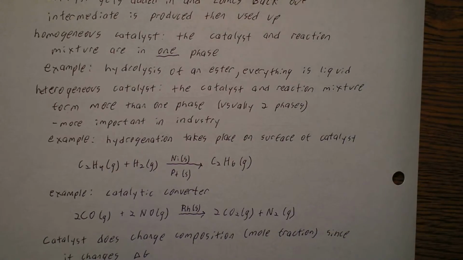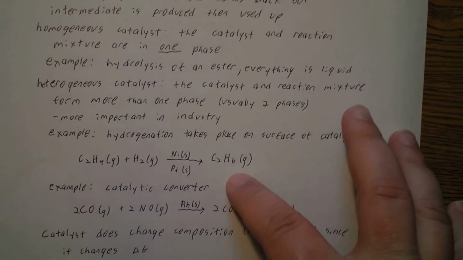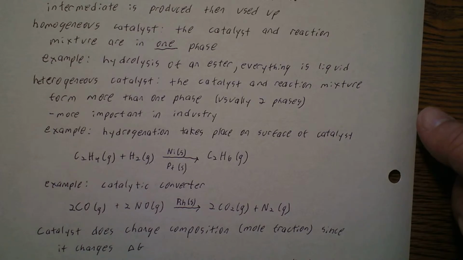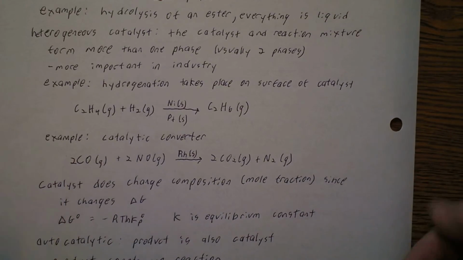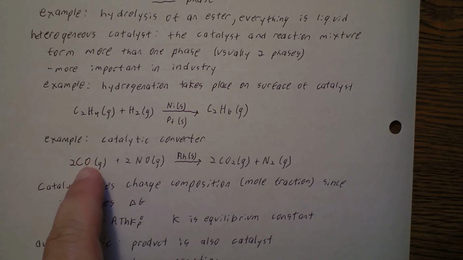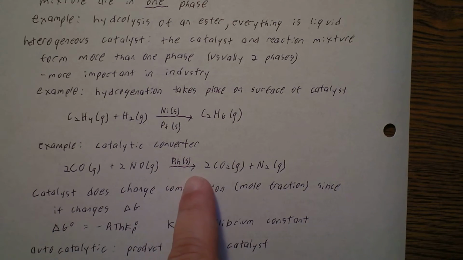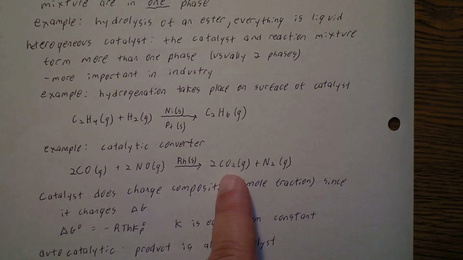For example, when you have hydrogenation taking place on the surface of a catalyst, you have C2H4, ethene, plus H2, hydrogen gas. Then you have nickel and platinum, which are both solid, and you end up with ethane, a gas. So your products and reactants are all gases, but your catalysts are solids. Another example in a car is the catalytic converter. Your car makes carbon monoxide and NO gas. Then you have rhodium, which is a solid, and you end up with just carbon dioxide and N2.